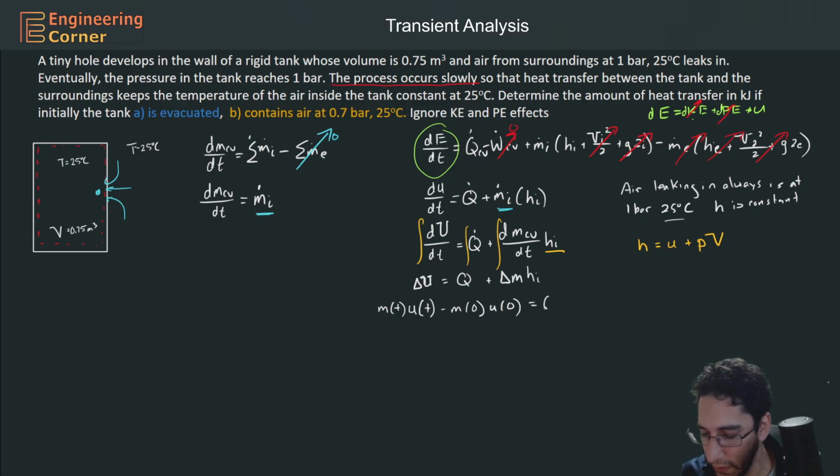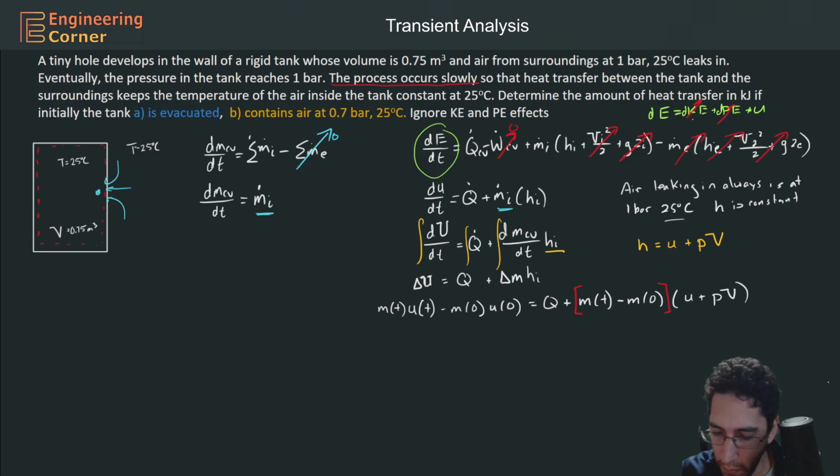This is equal to Q. And then we're going to do the same thing here. We're going to have a couple of substitutions. So first we're going to say plus my mass at time t minus my mass at time 0. And we're going to just surround this by a bracket. And then we're going to multiply by U plus PV. Now we do a little bit of algebra.